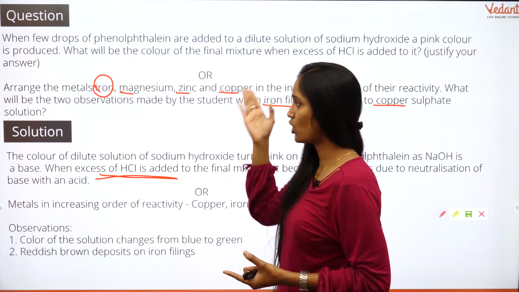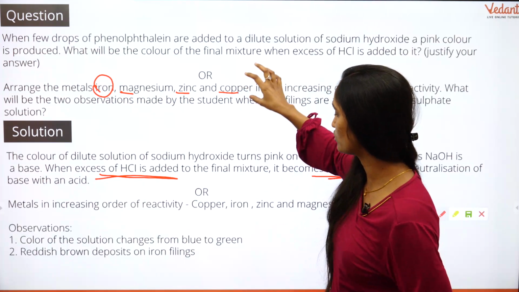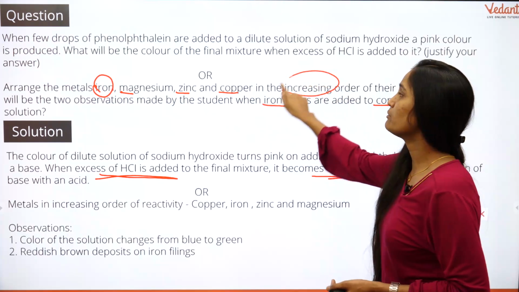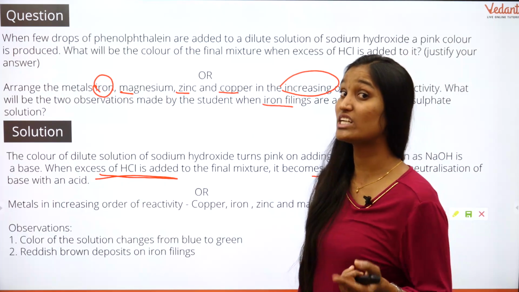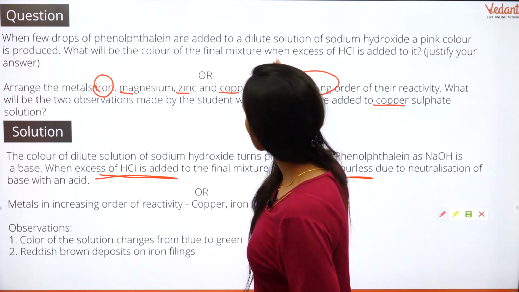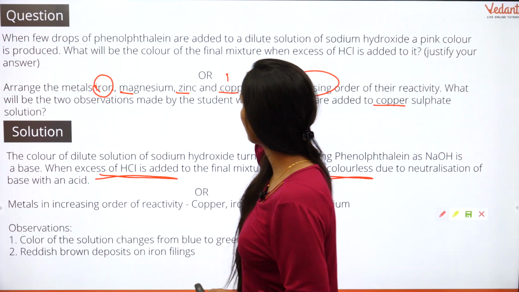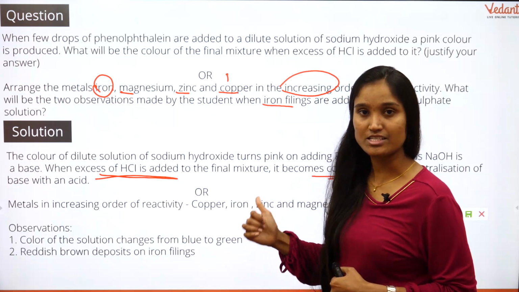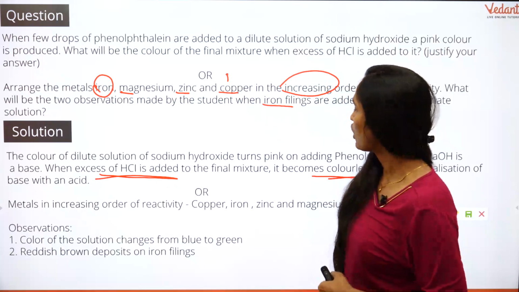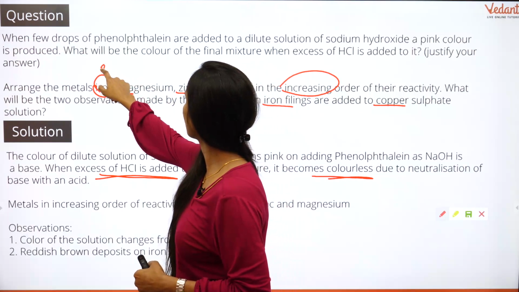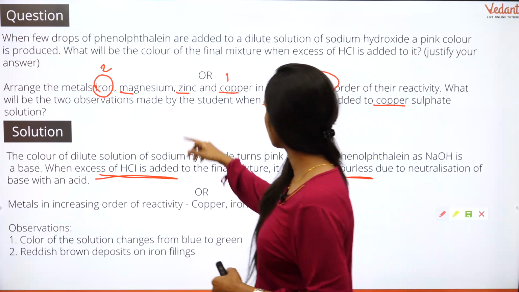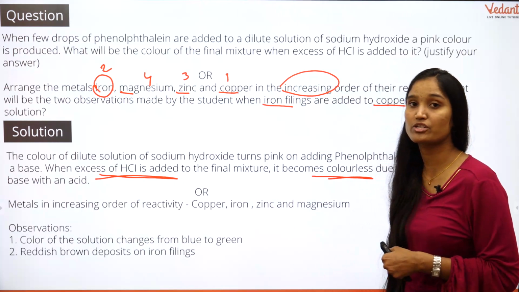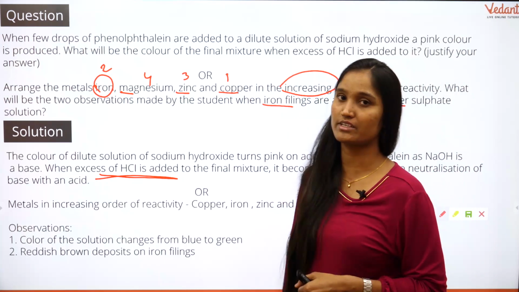We have to arrange all these four elements according to the order of the reactivity series, but observe which order. Talking about increasing order, you have to start with the least reactive. Of course, copper is least reactive, so I'm giving copper the first place in our increasing order of reactivity, followed by iron, followed by zinc, and finally magnesium. Magnesium is more reactive when you compare with the rest of them.